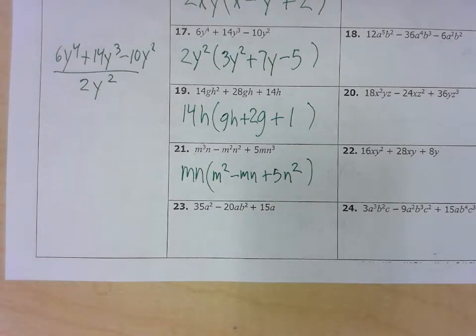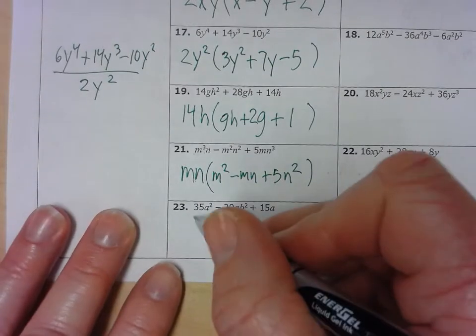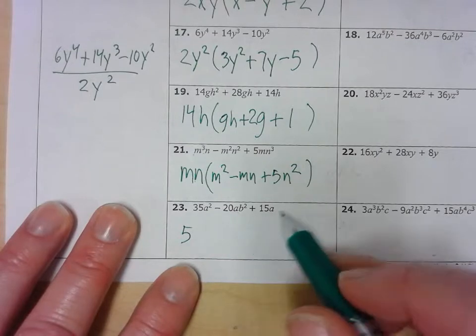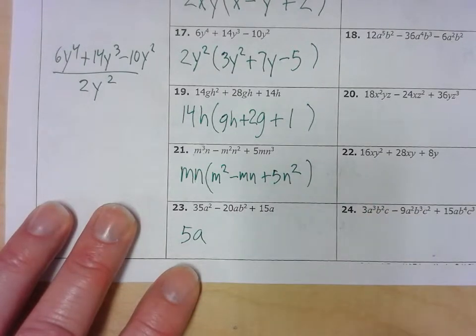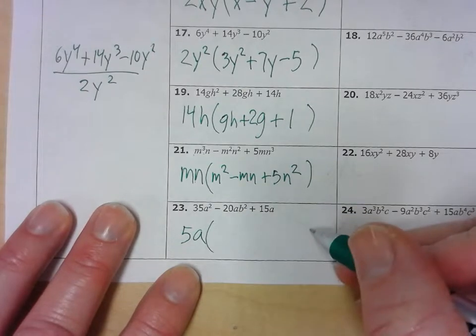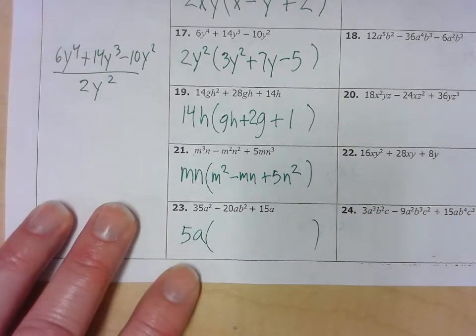The last one. 5, 10, 15, 20, 25, 30, 35. So 5's in common. We got a squared, a, and a. So a is in common. And that's it. The b squared just lives there. So no b's in common. And we fill in the blanks.